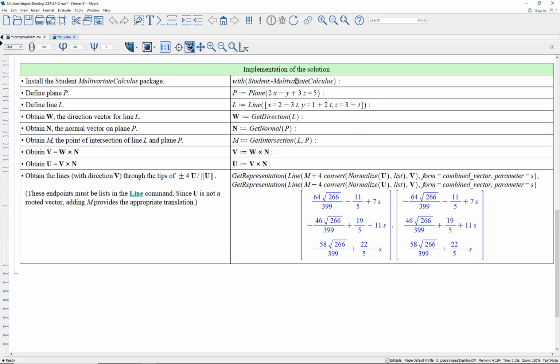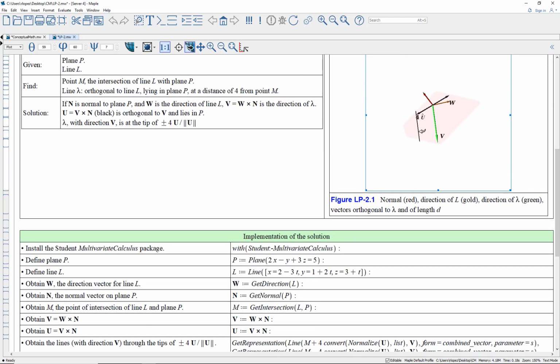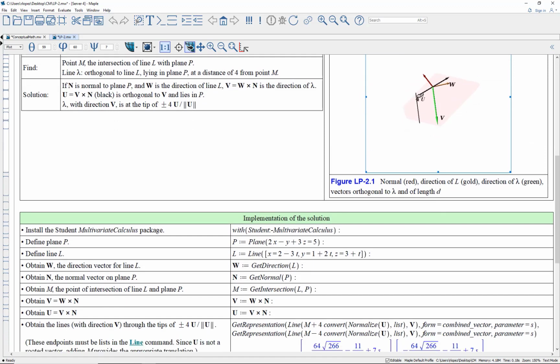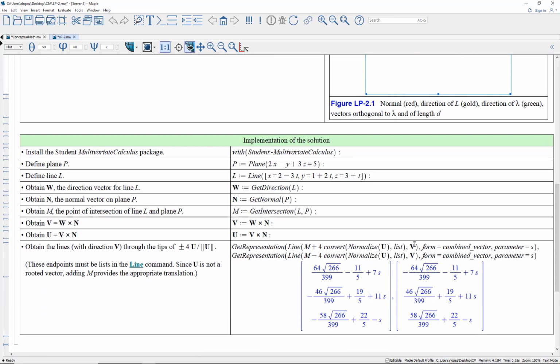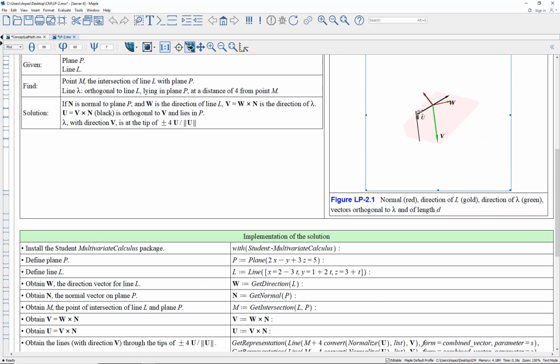Student multivariate calculus package. Define the plane P and the line L. Now, W is the direction vector for the line L. N is the normal for the plane. M is the point of intersection of the given line with the given plane. The vectors V then U are formed from these cross products. And the two lines, only one of which is drawn here, are at the end of U pointing this way and at the end of U pointing that way. This will be the direction for those two lines, V. We've shown that here in the picture, parallel to V.